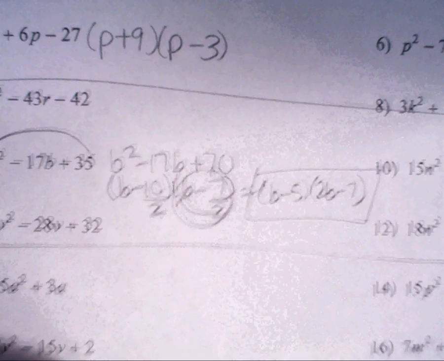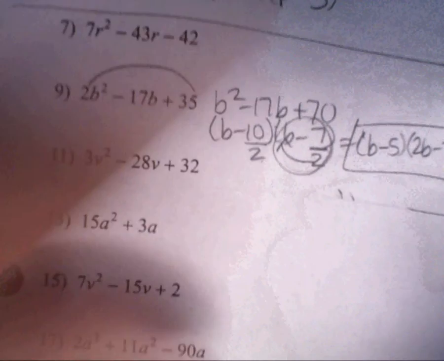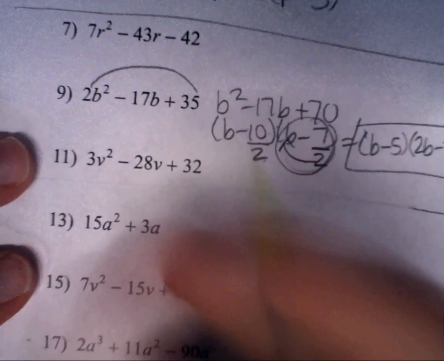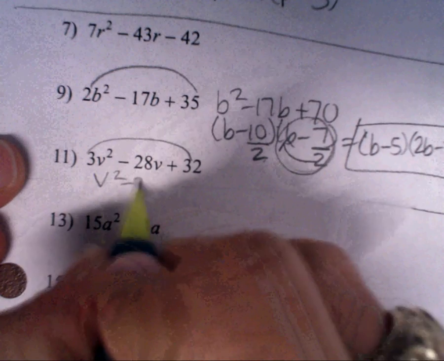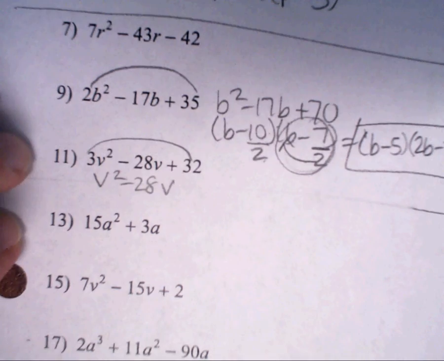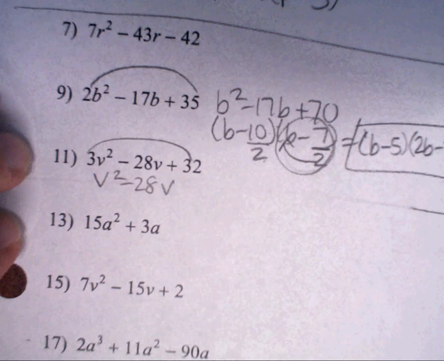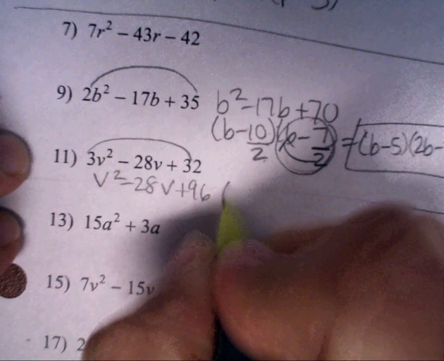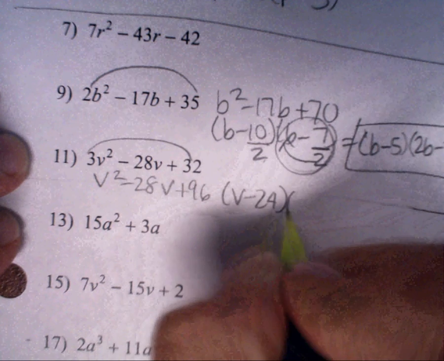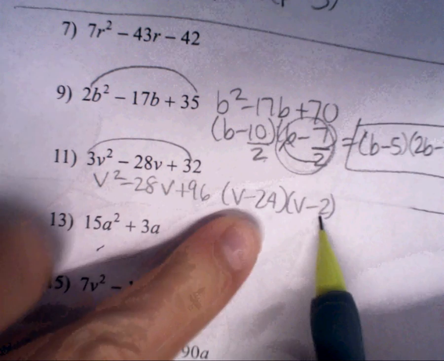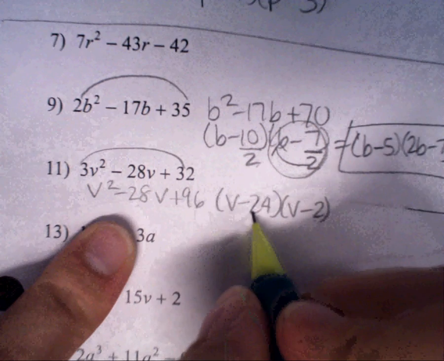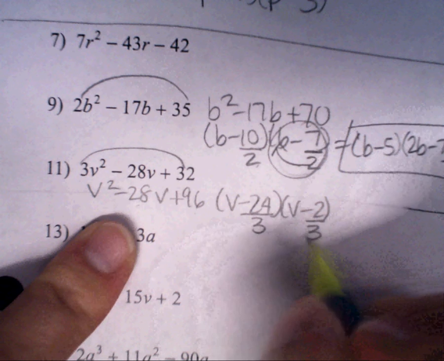We'll do another one. So we'll do number 11. Okay, number 11, it's a slide and divide, so we slide it. b squared minus 28b plus 32 times 3, 96. And then I factor that, b minus 24 and b minus 2. Those two would both multiply to 96 and add to negative 28. And then we'll divide by 3, because that's what we slid back.